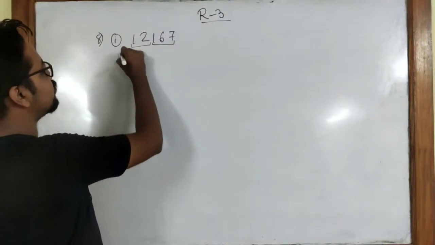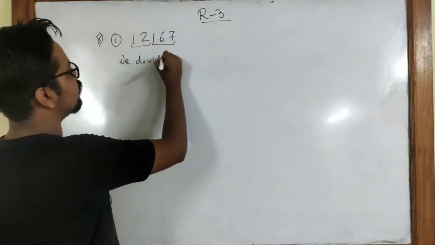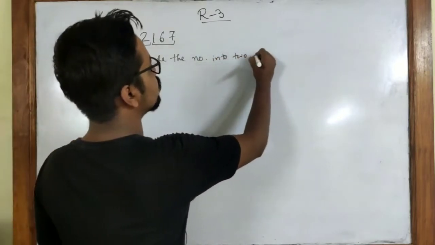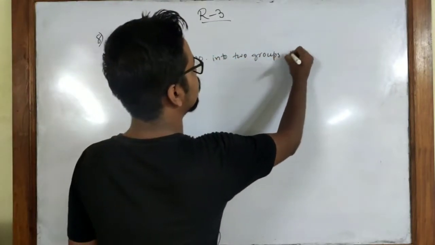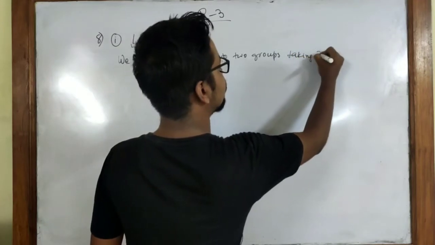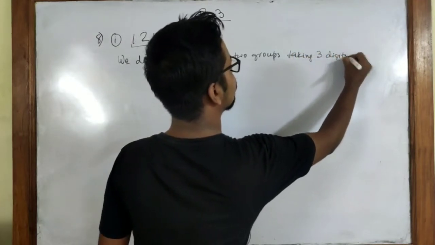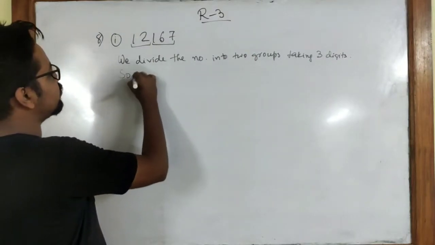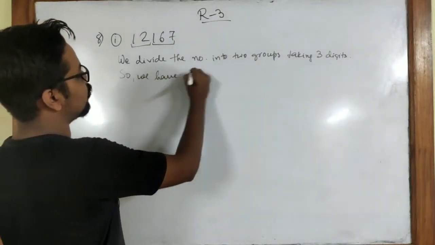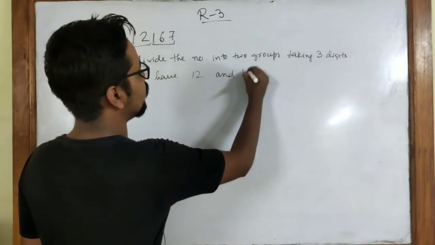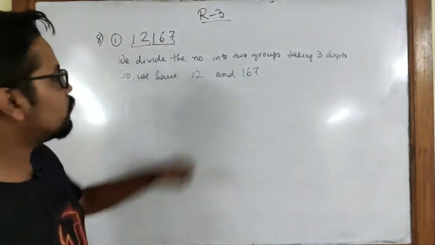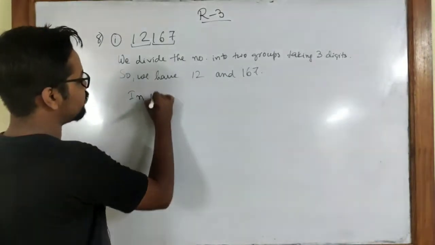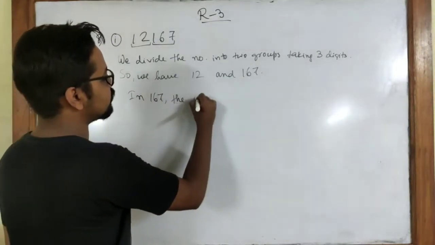First we have to write that we divide the number into 2 groups taking 3 digits. So we have 12 and 167.